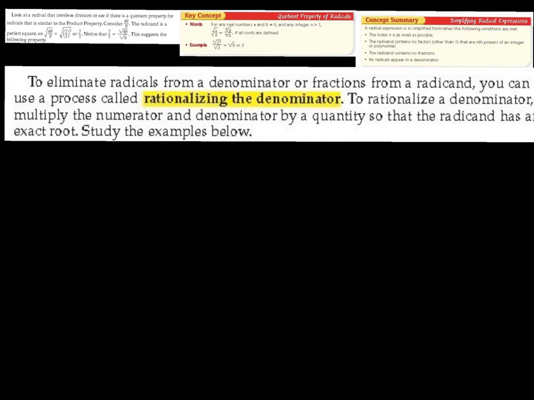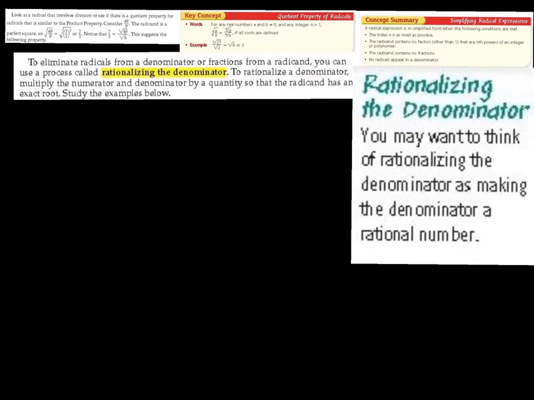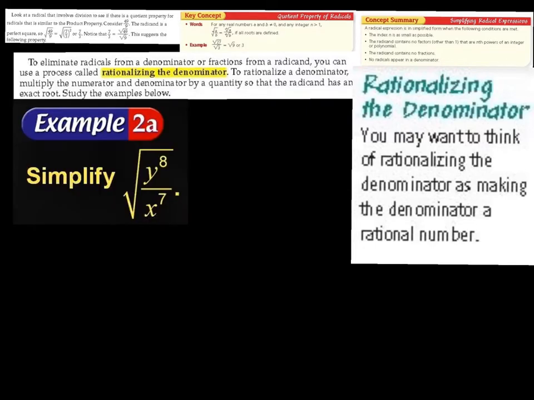To rationalize the denominator, multiply the numerator and denominator by a quantity so the radicand has an exact root. You may want to think of rationalizing the denominator as making the denominator a rational number. To simplify, I can see that first the numerator is already a happy perfect square because it's even. The denominator, I can rewrite as x to the 6th times x.